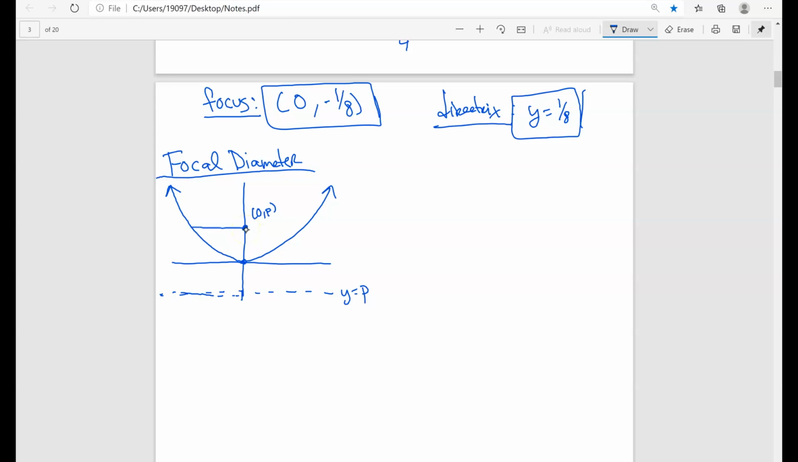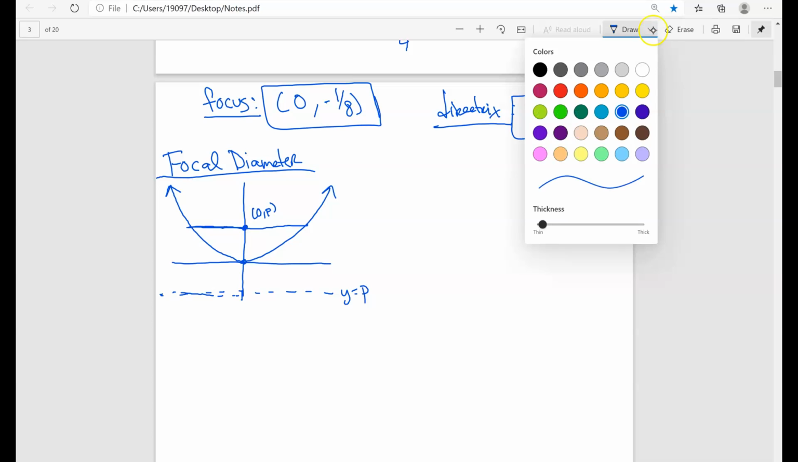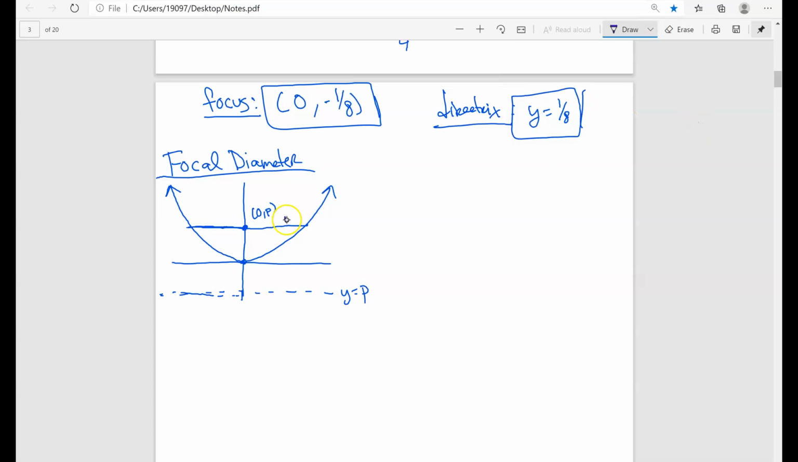This guy right here is what we call the focal diameter. So the length of the focal diameter. So this actually has a name. So this thing is called the latus rectum. And the length of the latus rectum, which is what we call the focal diameter, is the absolute value of 4p. Now you might be wondering, why is it the absolute value of 4p?